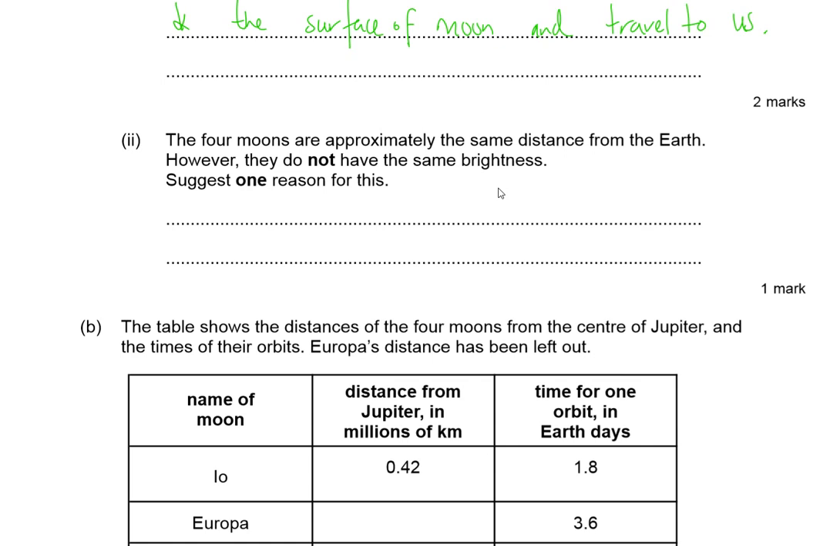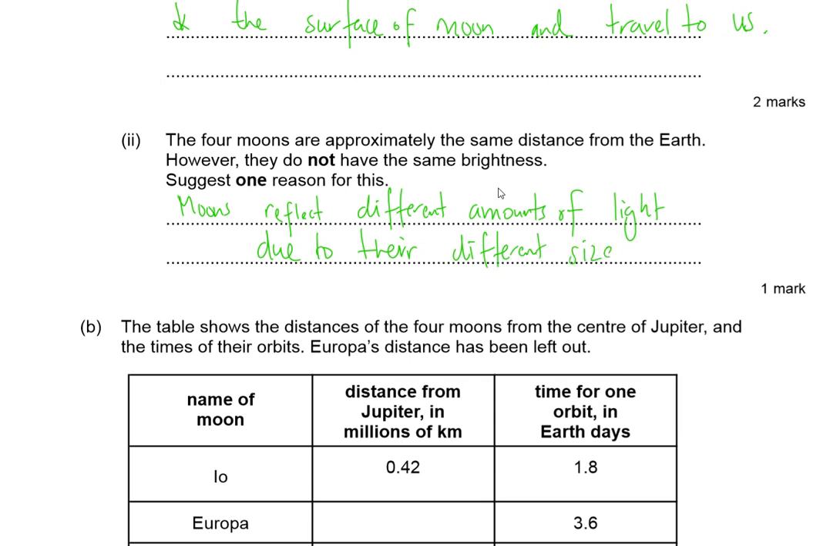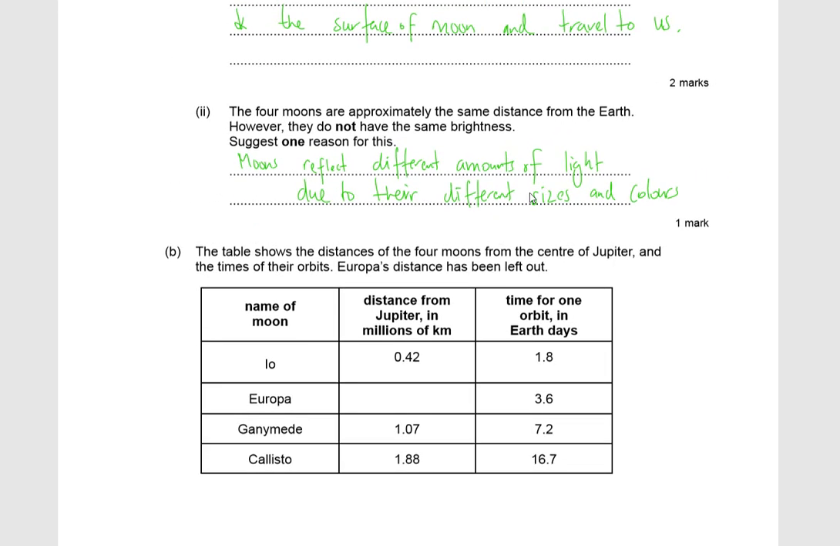Okay, so what we're going to say, we can say moons reflect different amounts of light due to their different sizes. Okay, and let's say in color, because they can have different color. Okay, different color, nice one. Okay, we'll come back to this one.